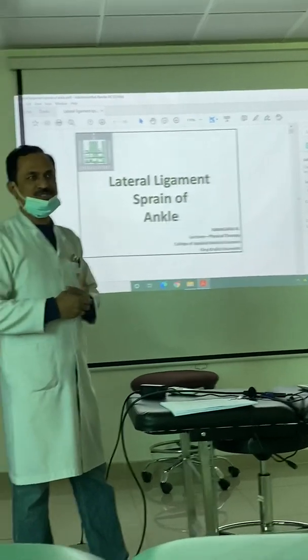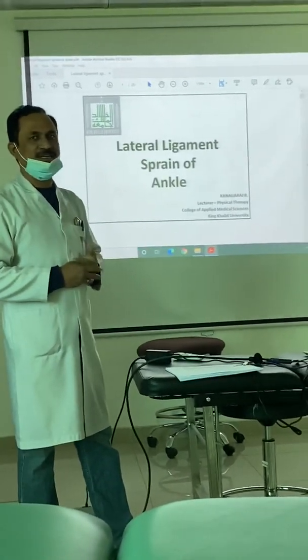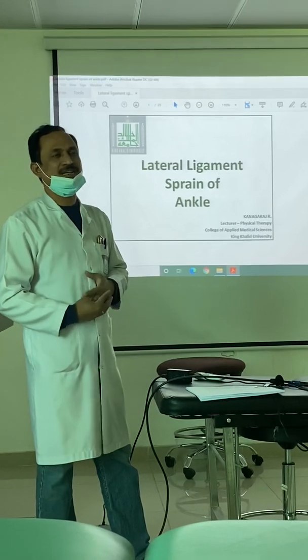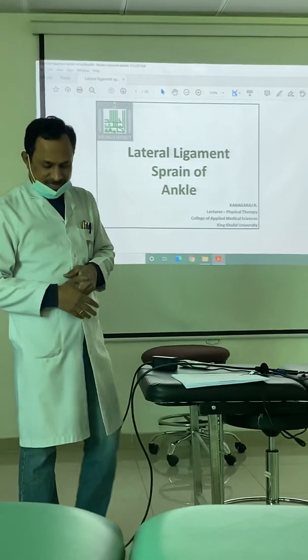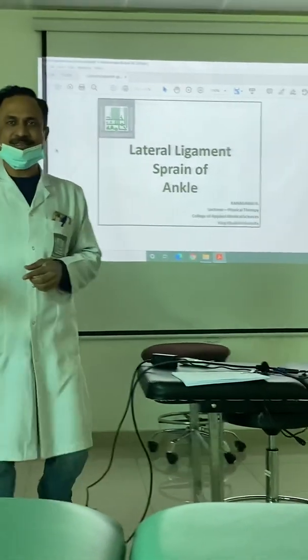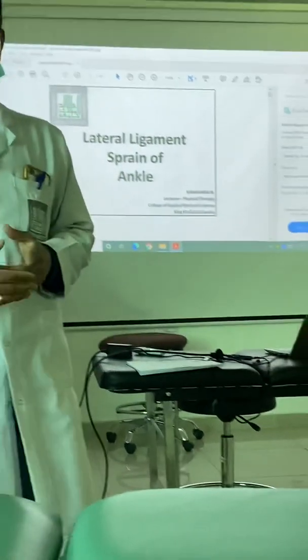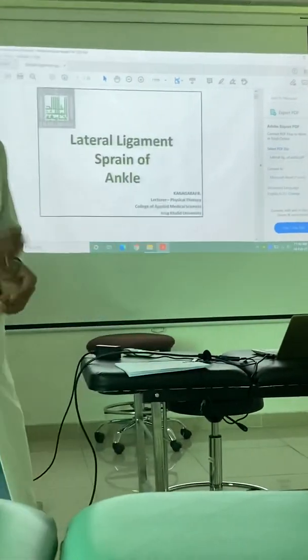Attached bone to bone, right? So, lateral ligaments in the ankle joint. How many ligaments are there in the ankle joint, on the lateral side of the malleolus? Any idea? It is just one testing question.